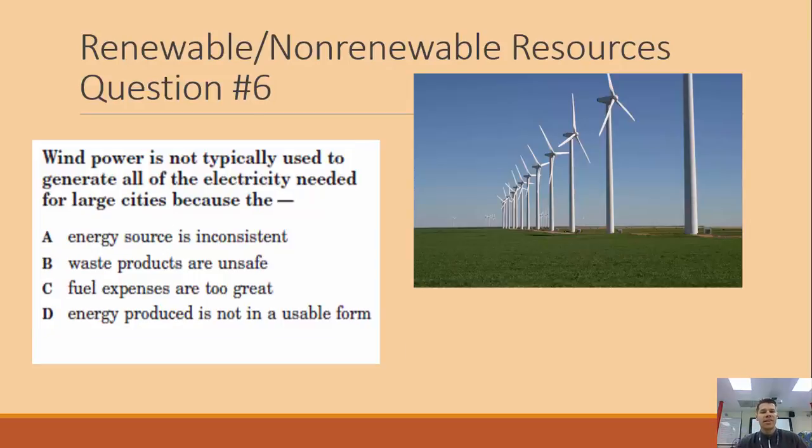Wind power is not typically used to generate all of the electricity needed for large cities. Why?